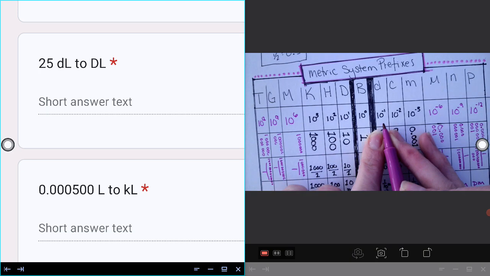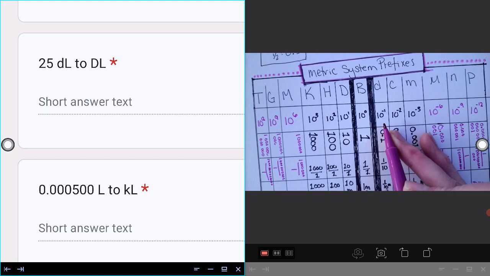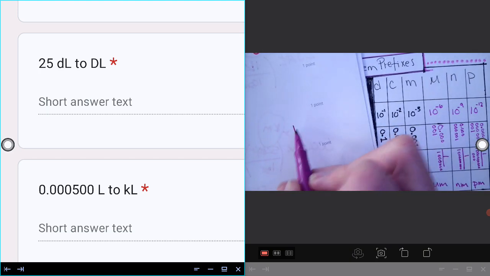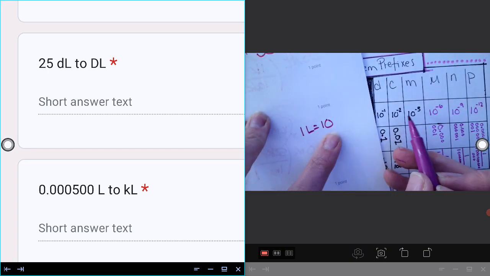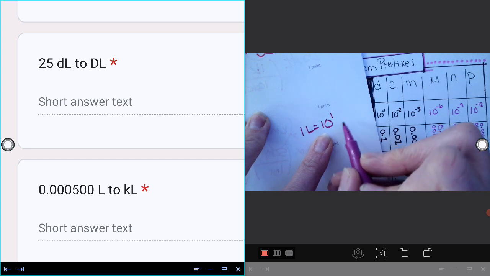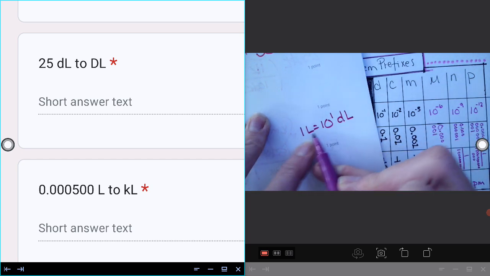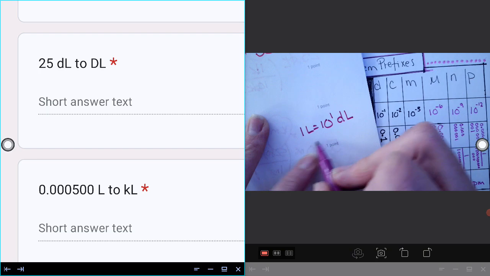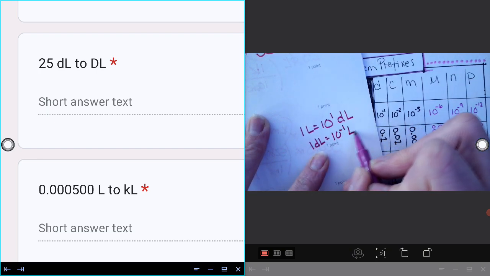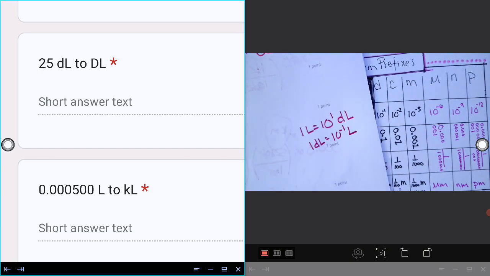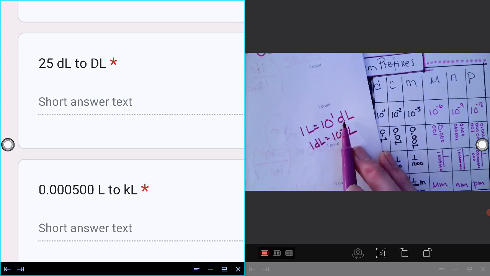So you can say for a deciliter that 1 liter is equal to 10 to the first deciliters, right? There's 10 deciliters in 1 liter. Or you can say that 1 deciliter is equal to 10 to the negative first liters. Both are true statements. Take a second to process what that means. Is because 1 liter is 10 of these, and 1 deciliter is a tenth of a liter.